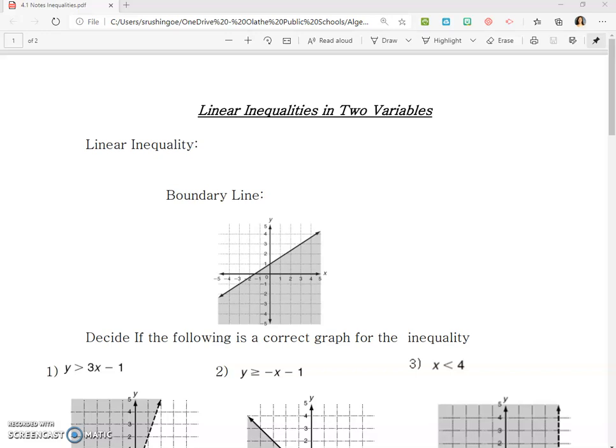So in this lesson, we're going to talk about linear inequalities in two variables. Basically, it's kind of like when we were graphing our lines, but now we have an inequality symbol. And remember that an inequality symbol looks like this: less than, greater than, less than or equal to, or greater than or equal to. And our line is going to depend upon which inequality symbol we have.